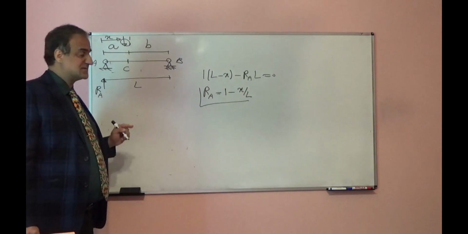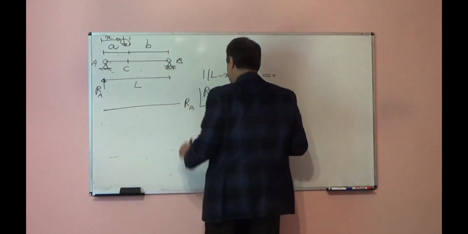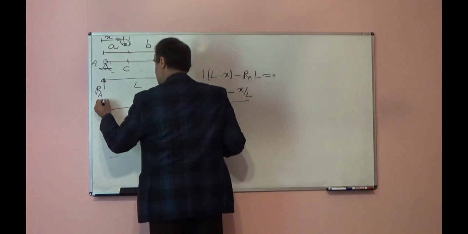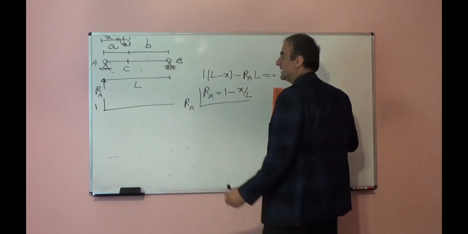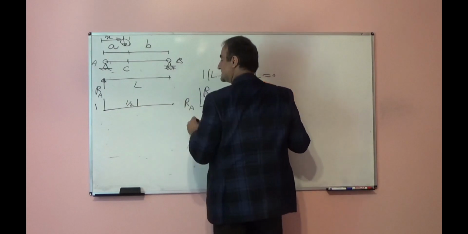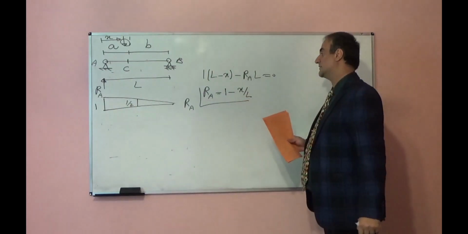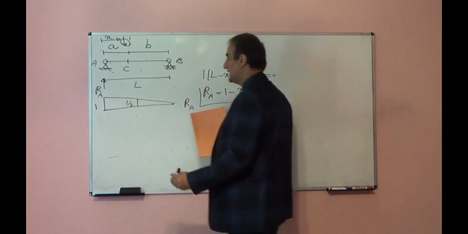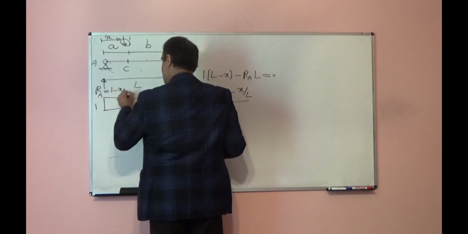Now, x varies from 0 to L, so I can draw this function RA. If x is equal to 0, what is RA? It will be 1. If x is equal to L over 2, that will be half. If x is equal to L, you will get 0. So this will be the influence line for reaction at A. So for the influence line for reaction A, the equation is 1 minus x over L.